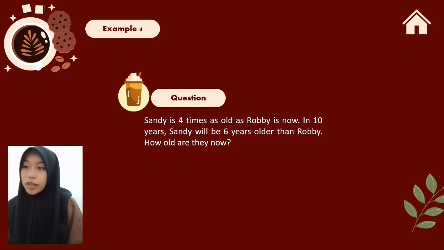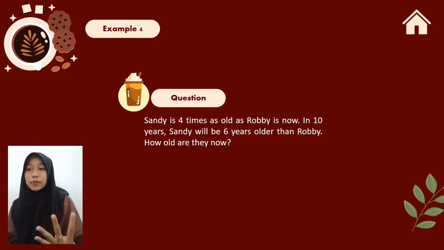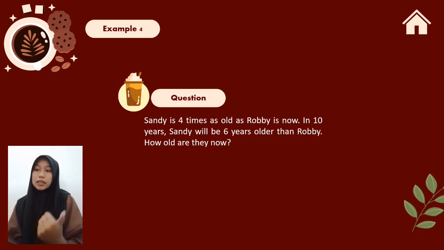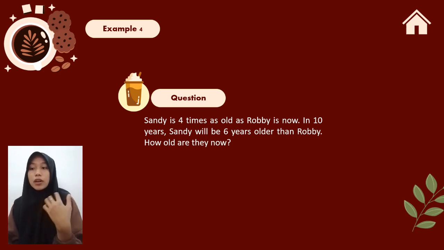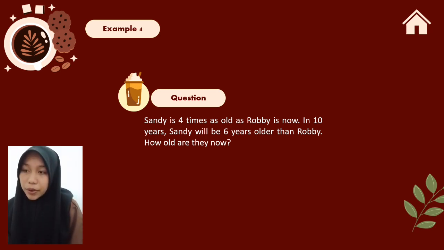Next, this is the question of example 4. The question is: Sandy is 4 times as old as Robbie is now. In 10 years, Sandy will be 6 years older than Robbie. How old are they now?